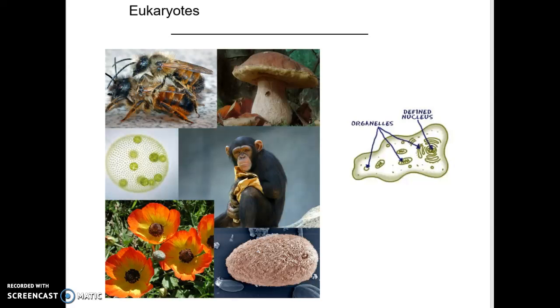If a cell doesn't work correctly, in the case of a single-celled organism, it just dies. But in the case of something like the chimpanzee here, or the honeybees, or those flowers, the cell doesn't work, the tissue may not work. If the tissue doesn't work, the organ may not work, and this builds up to creating health problems.